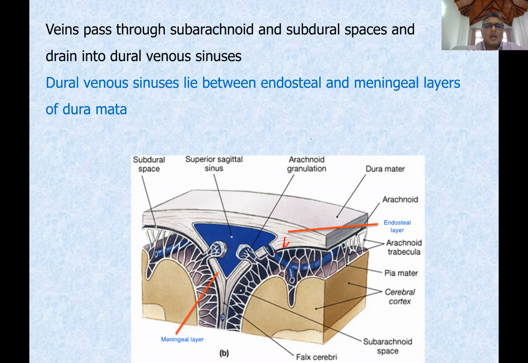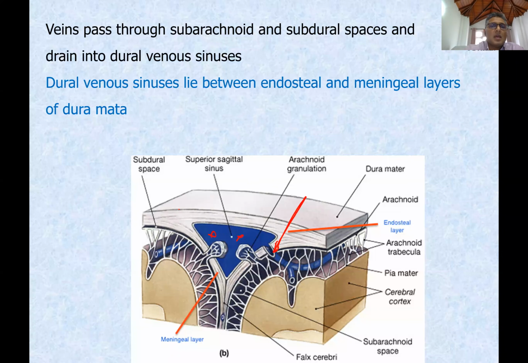And when we discussed the hemorrhages, we said when they break in the subarachnoid subdural space, it can cause subdural hematomas, and these are called bridging veins. They are the ones that break in the subdural space. And these dural venous sinuses we have already discussed.